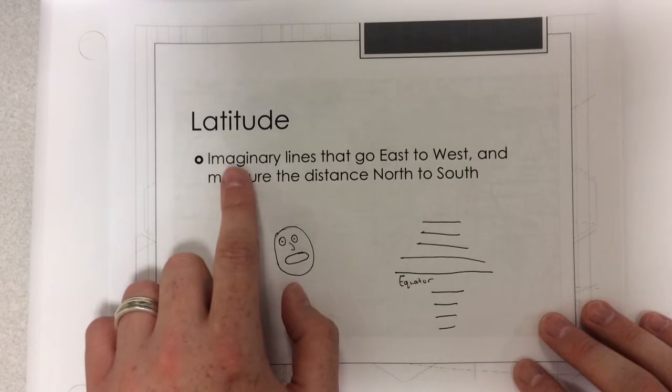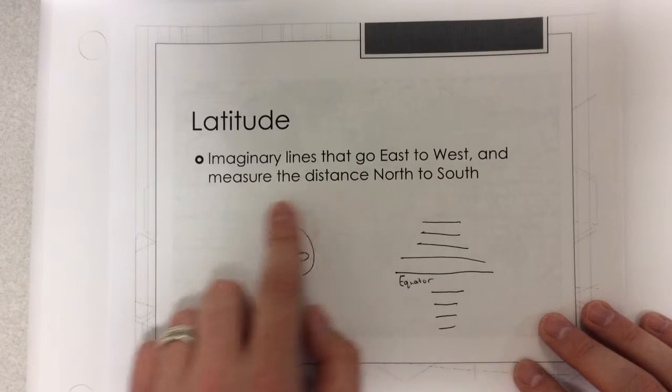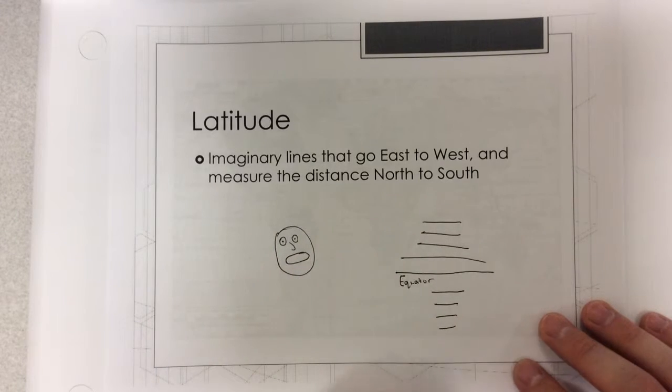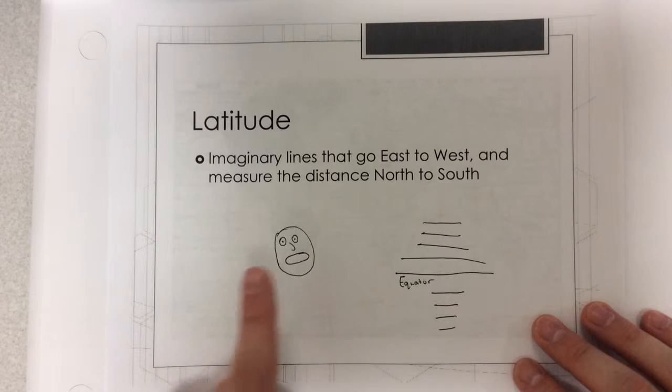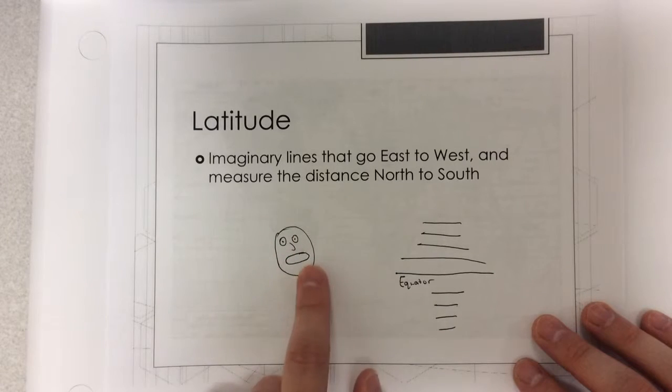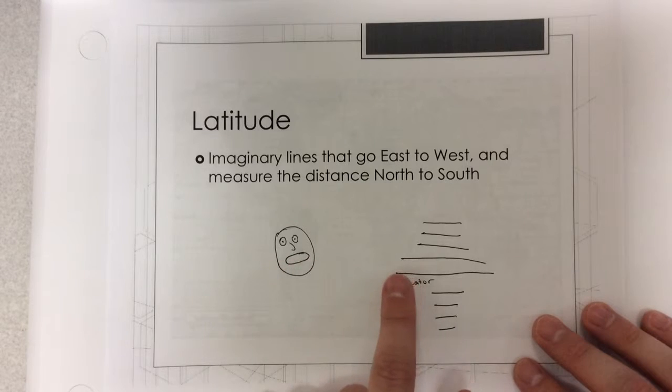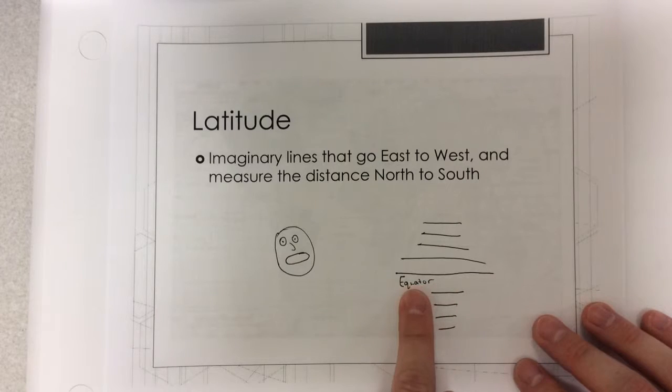So latitude. These are imaginary lines that go east to west and measure distance from north to south. That's probably one of the most difficult definitions for us to remember. The way I remember it is when you say latitude, your mouth tends to stretch left to right, or east and west. And that's what happens with latitude, it stretches around the earth, kind of like a belt. And the belt of the earth is the equator.